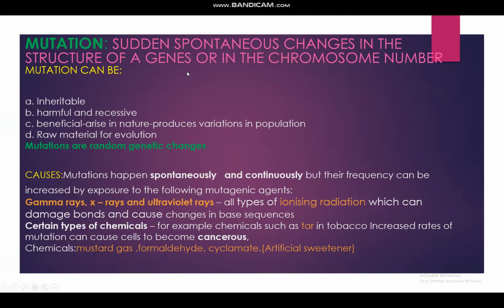It is a sudden spontaneous change in the structure of genes or in the chromosome number. Mutation can be inheritable, harmful and recessive, or beneficial. It arises in nature, produces variations in the population, and acts as a raw material for evolution. It means that mutations are random genetic changes.